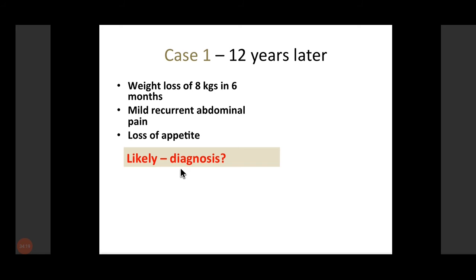Now, let us say that this case did not develop a toxic megacolon, did not get operated. Let us say this case was on follow-up, treatment, intermittent remissions and intermittent activity, and 12 years later the patient develops loss of weight, 8 kilograms in 6 months, mild recurrent abdominal pain, loss of appetite. So there are two very important features there, loss of weight and loss of appetite. What is the likely diagnosis?